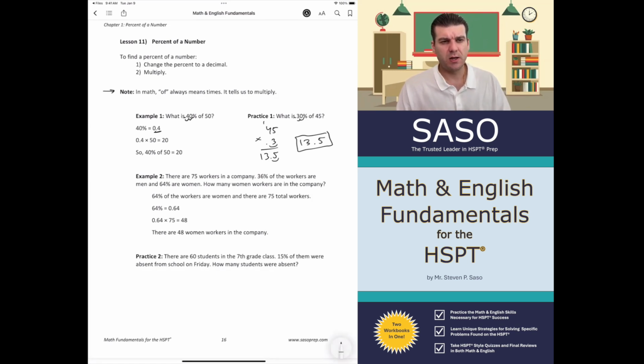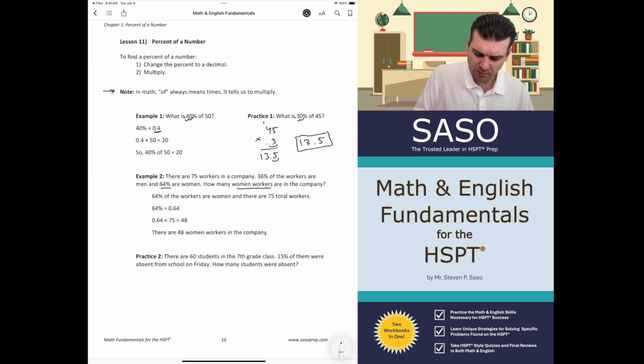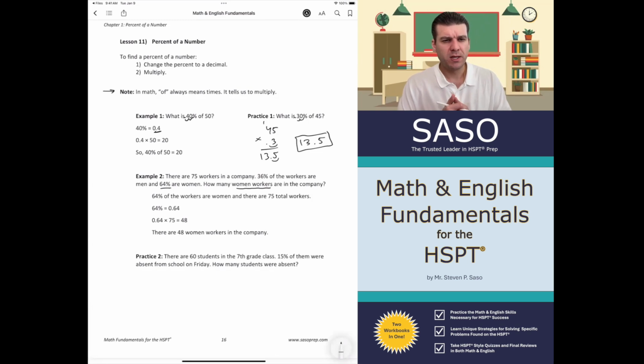Here is a word problem. So this is one that you might find on the mathematics subtest. There are 75 workers in a company. 36% of the workers are men and 64% are women. How many women workers are in the company? So they actually give us both, right? They give us the percentage of men, the percentage of women, but we really just need this 64% since that's how many are women. So how do we solve this?